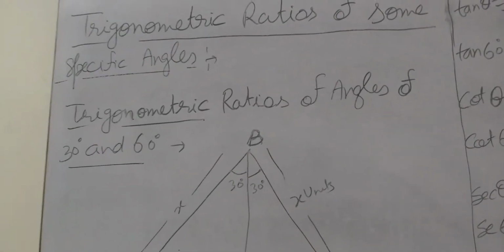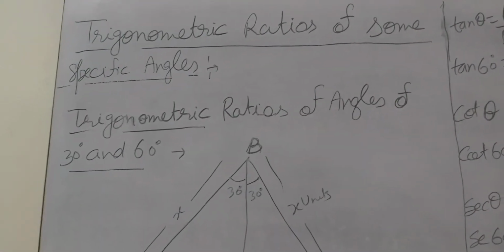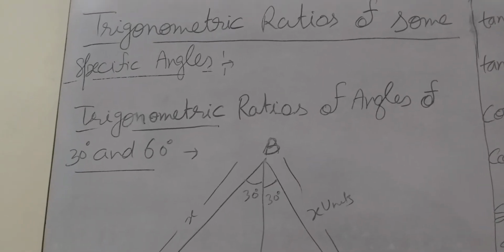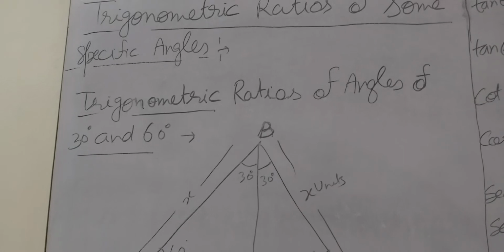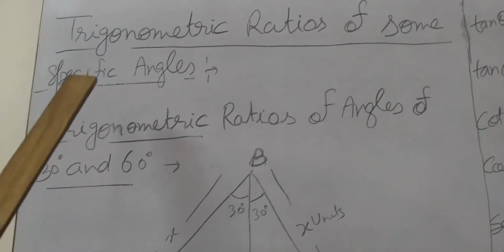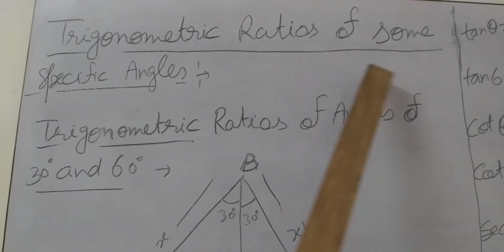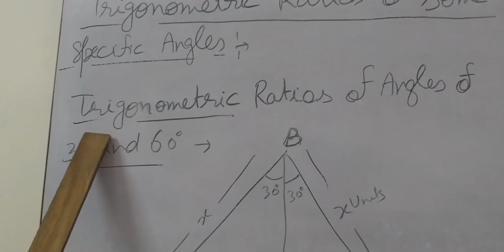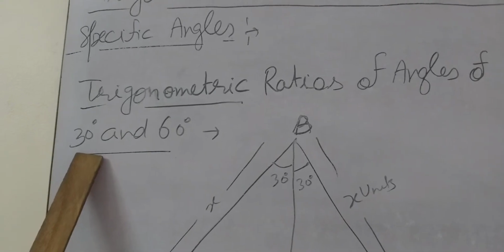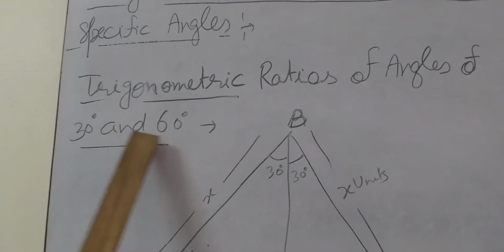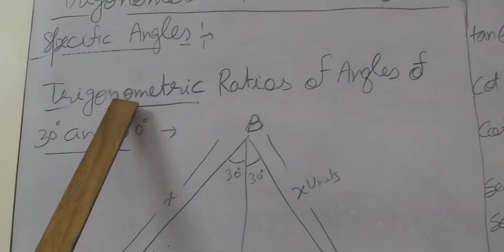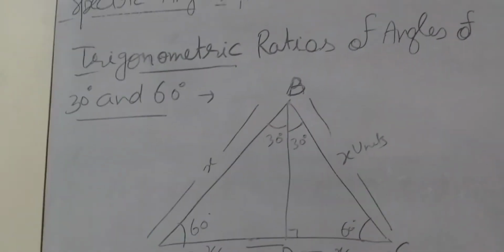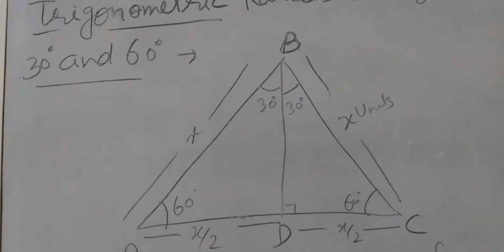Hello students. Today we are going to learn the value of trigonometric ratios for some specific angles. First of all, we are going to find out the value of trigonometric ratios for angles 30 and 60 degrees. So how can we find out these values?